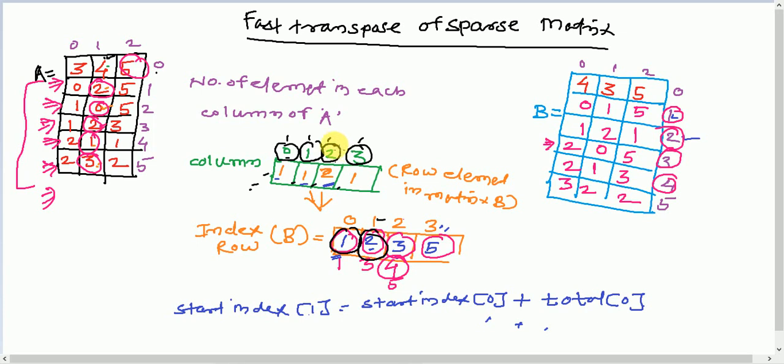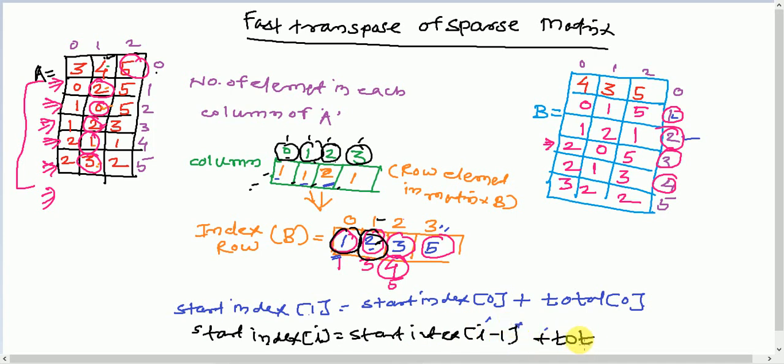Next element is 2 here. The row number is 2. So the first element of row number 2 will start at the start index of 1, that is 2, plus the total number of elements in 1. So here we have defined a formula: the start index of the ith cell is equal to the start index of i minus 1, its previous element, plus the total number of elements in i minus 1.